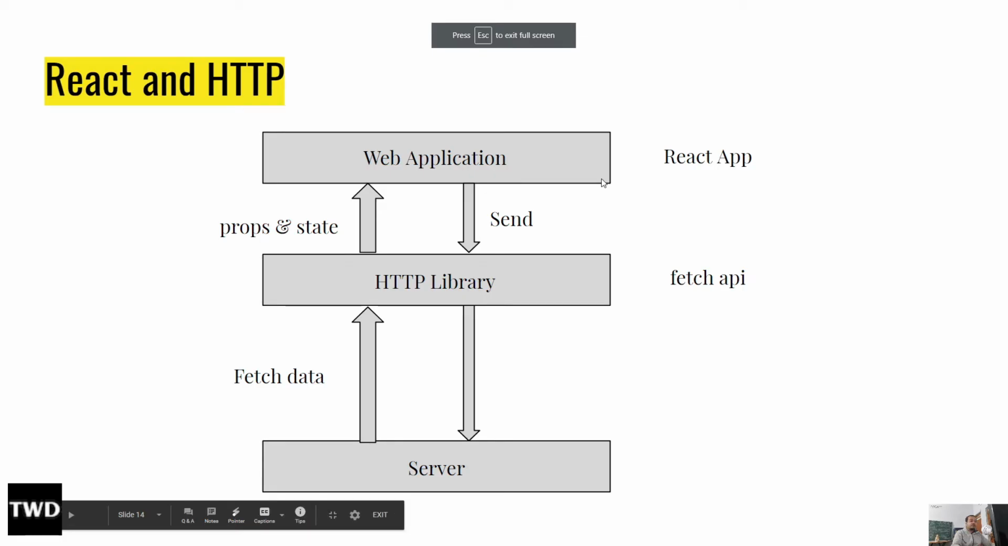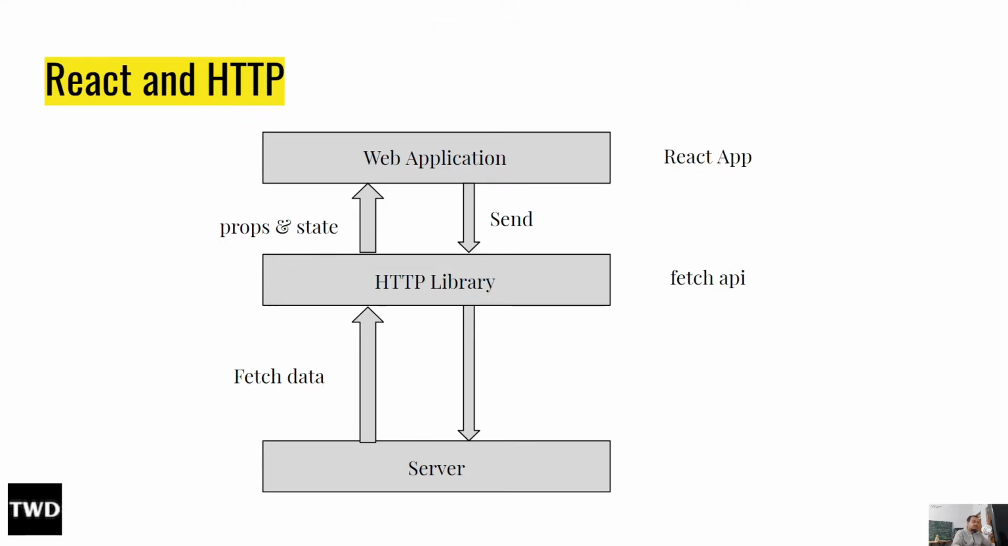We are going to use the fetch API to do HTTP request. There is something like Axios also, but the fetch API is built into the browser, so we are going to use that. So our web application, the React app, sends the request to the HTTP library, which will be the fetch API in our case. You can use Axios also. Axios is very popular, but I prefer fetch nowadays because it is inbuilt. You don't have to npm install anything else, it is inbuilt in the browser because of ES6.